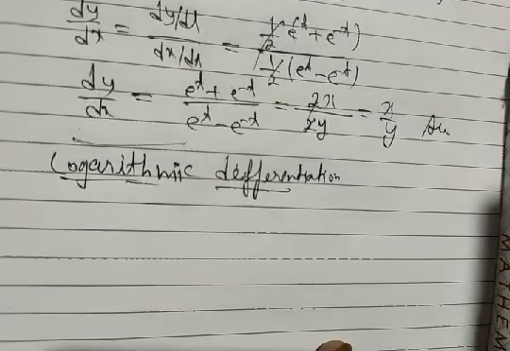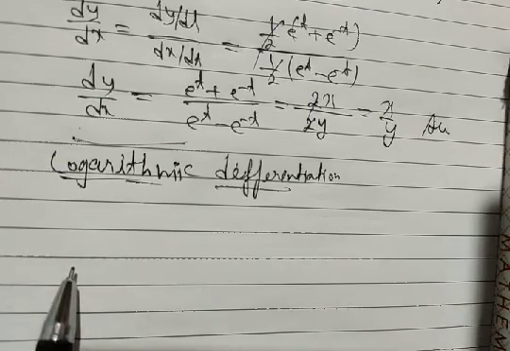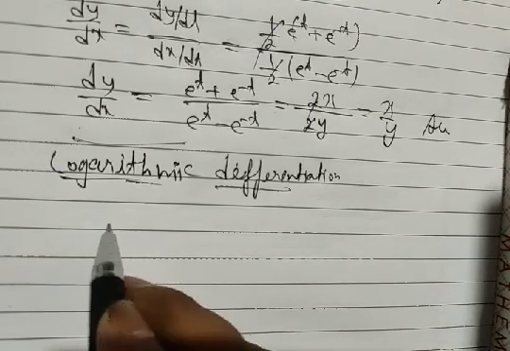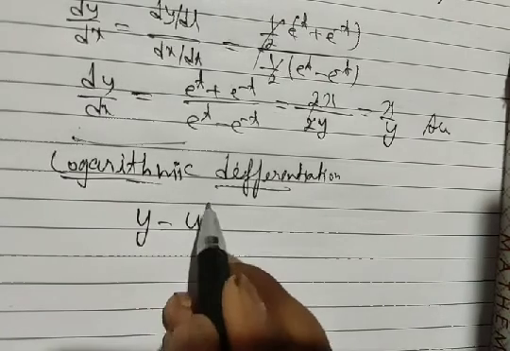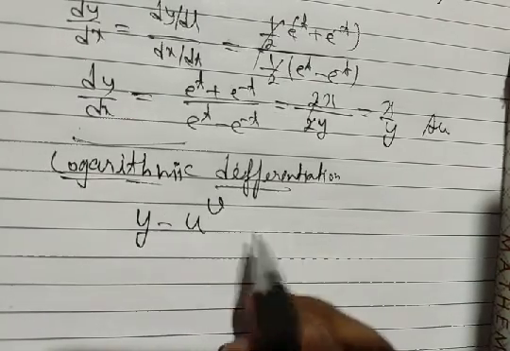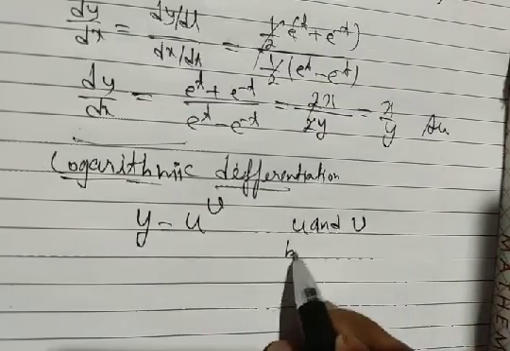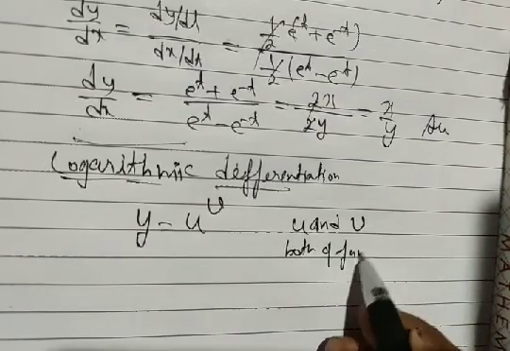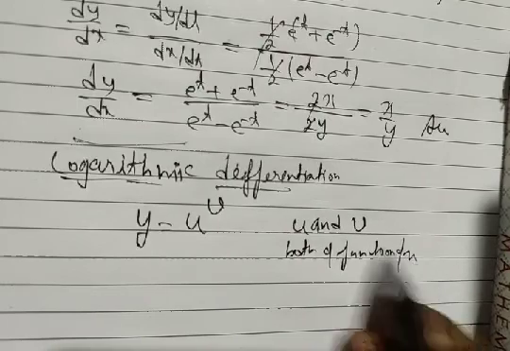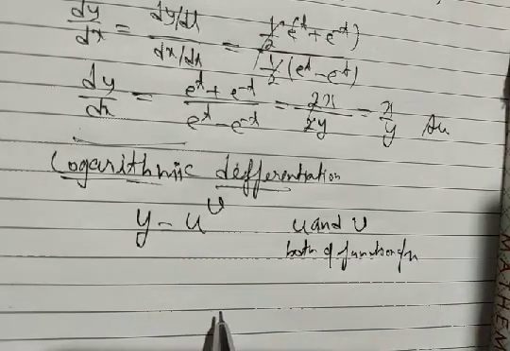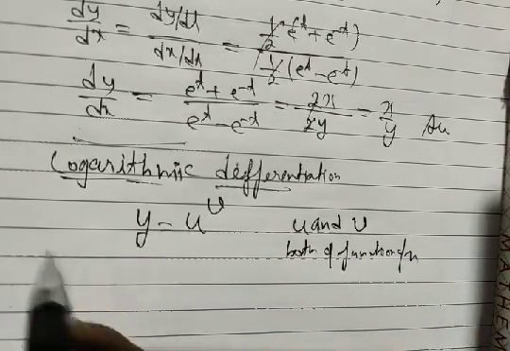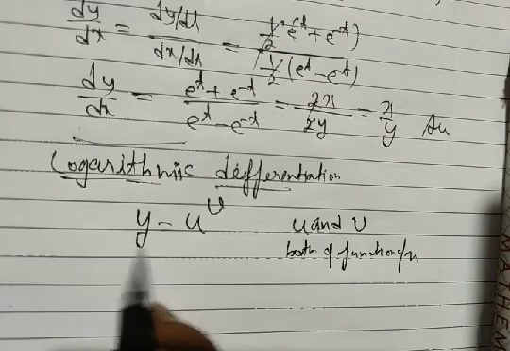Just take an example of it. We have some function like y = u^v, where u and v are both functions of x. These are both functions of x, and we have to find its derivative. We have to find dy/dx.